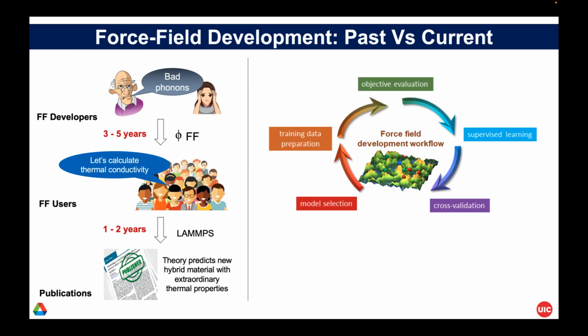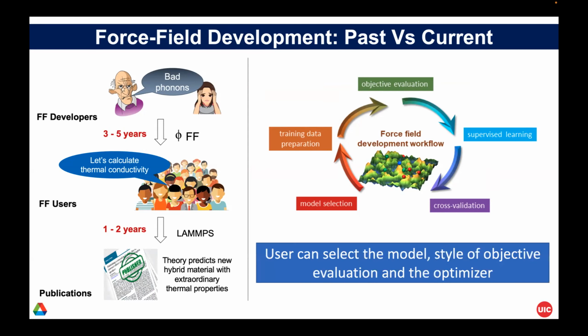Then once we have the set of parameters, we need to cross-validate them just to avoid, say, overfitting to the same training data. We need to check some other properties or other structures, which will tell us if the parameterization is useful, can be applied wide across the properties and structural space, or is it limited. Then we tend to add more training data and repeat the process. So in this workflow, the user would be free to select the model and the style of objective evaluation and the optimizer.